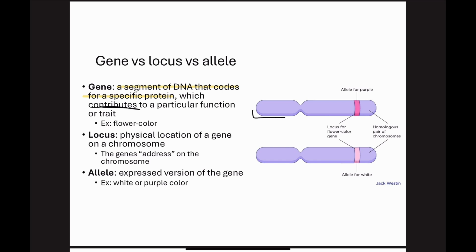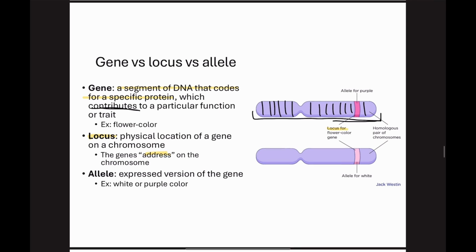So this is a chromosome. It has genes everywhere, right? These are genes everywhere on this chromosome. When we are talking about the locus, we're talking about the physical location of a specific gene on a chromosome. We can think of a locus as the address on the chromosome. And that's what this is saying. The flower color gene is always going to be located right here on the chromosome.